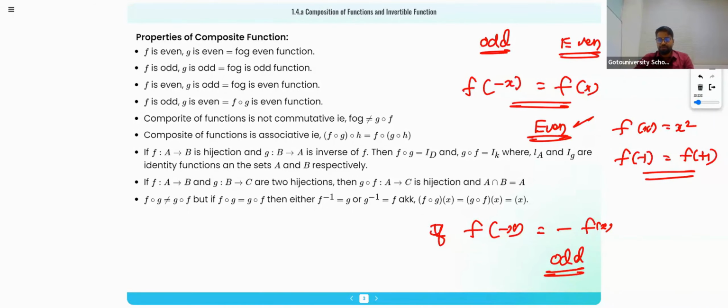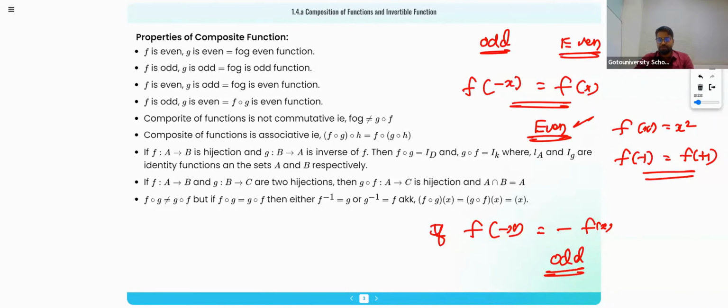Okay. Similarly, f of x is equal to x cube is an odd function because f of minus 1 is minus 1 and f of plus 1 is plus 1. So that is an odd function.